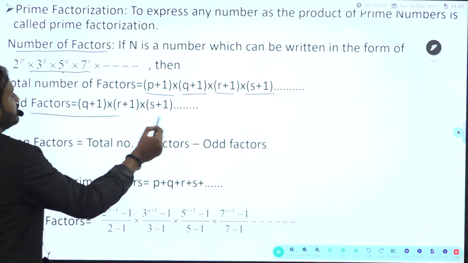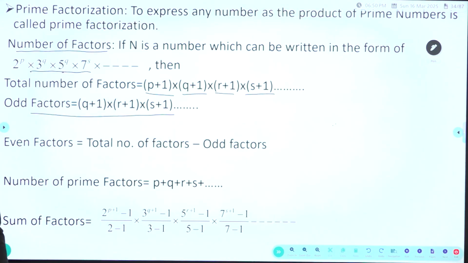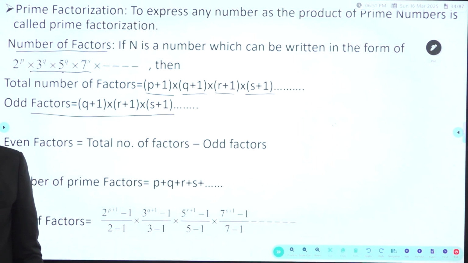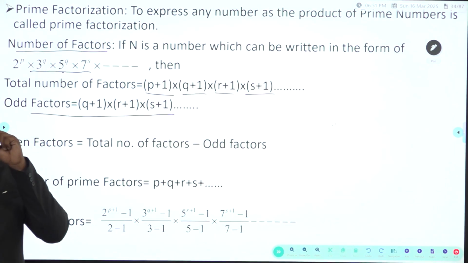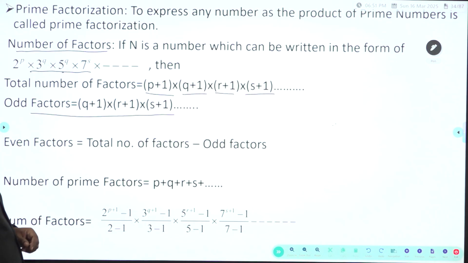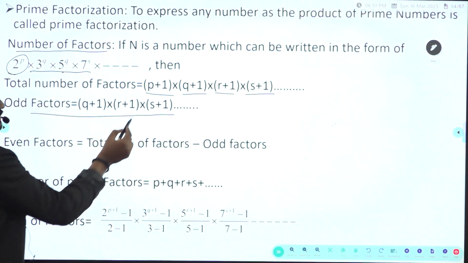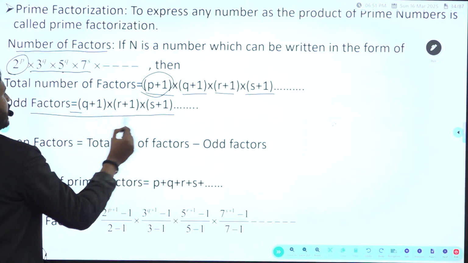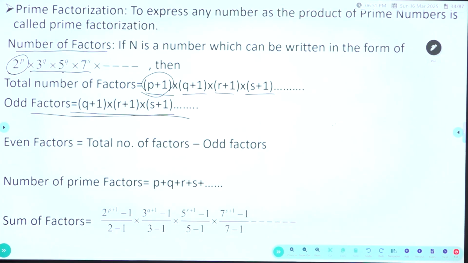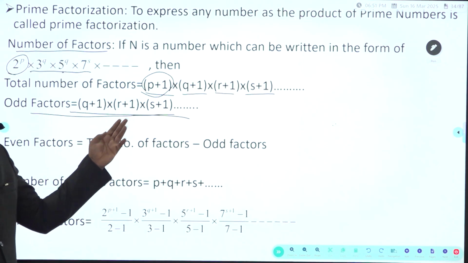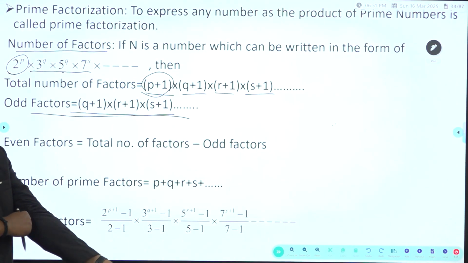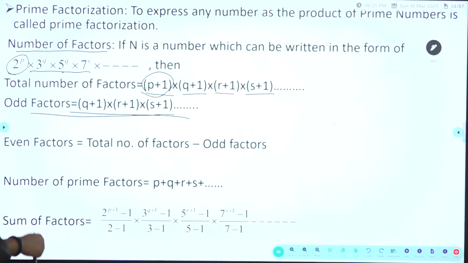Next, odd factors means we all know except 2, all the remaining prime numbers are what? Odd numbers. Except 2, all the remaining prime numbers are odd numbers. So eliminate the power of 2. Here 2 power is P, right? So except 2 power, write all the remaining numbers. Same thing, Q plus 1 into R plus 1 into S plus 1 and so on. Except 2 power, calculate for the remaining numbers.